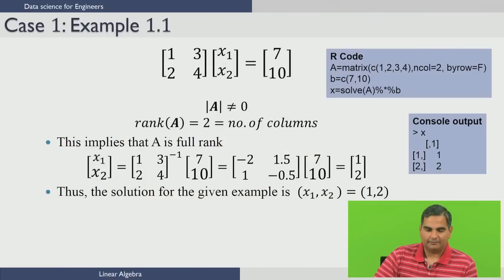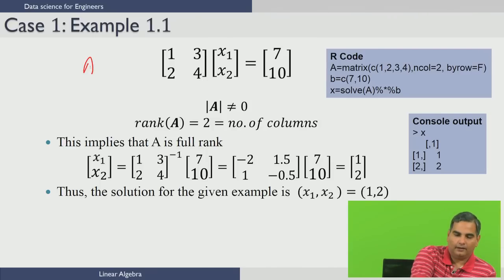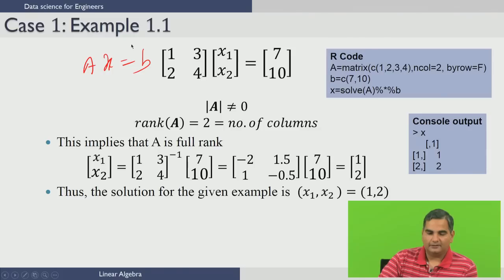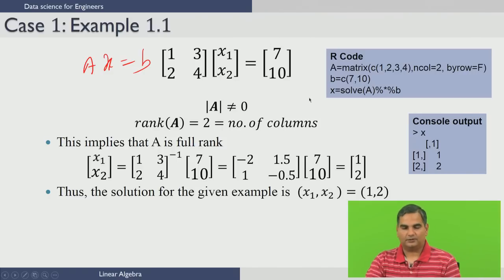Let us take a simple example, where I have on the top of the screen the matrix in the form A x equal to b. In this case, matrix A is [1 3; 2 4], x is [x 1, x 2], and b is [7, 10]. So, you can notice that there are two equations in two variables x 1 and x 2. The first equation is x 1 plus 3 x 2 equal to 7, and the second equation is 2 x 1 plus 4 x 2 equals 10.